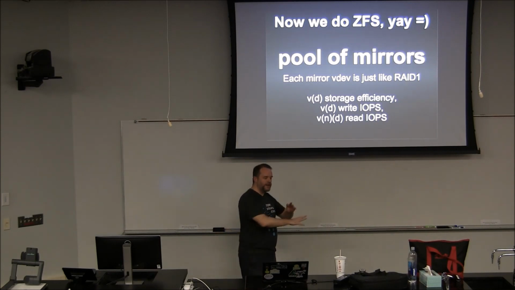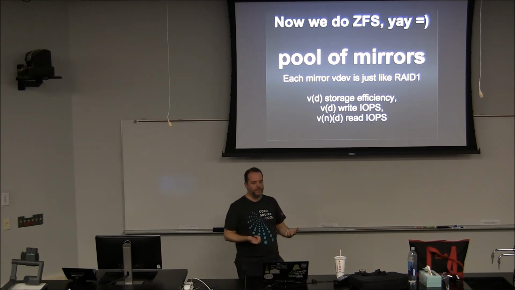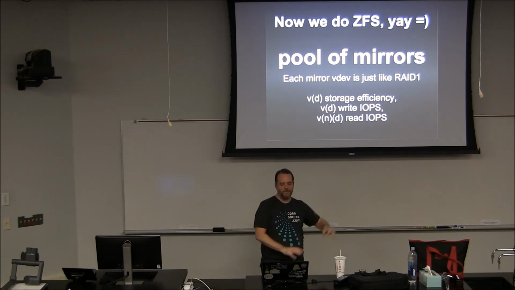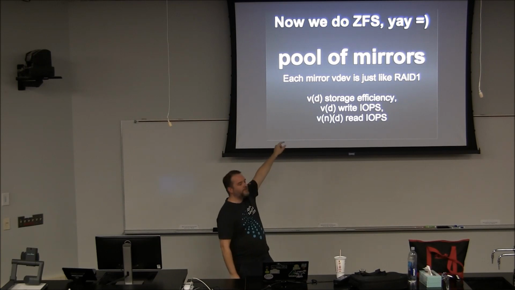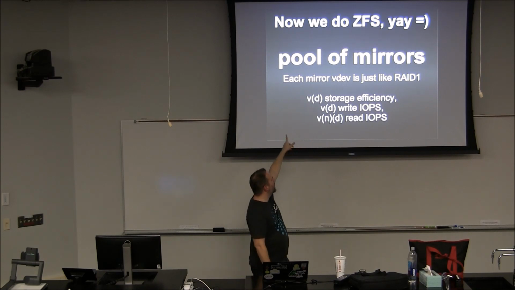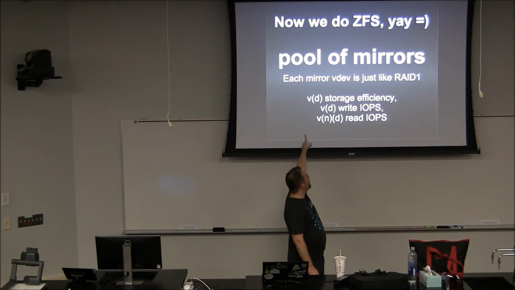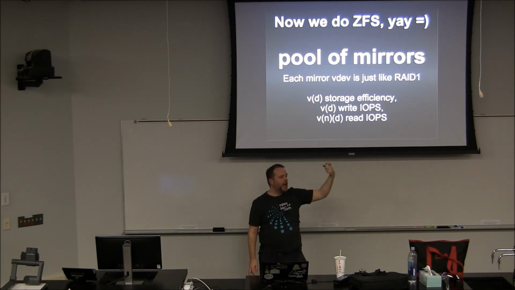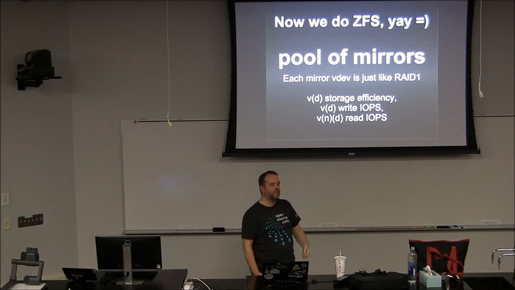Everything is a pool. You have VDEVs in it. If you have a pool that has all mirrors, it's a pool of mirrors. In some ways, it's like a RAID 10 in the storage efficiency and so on. But here, instead of ND, we've got VD, where V is the number of VDEVs you have in your pool. So you have your number of VDEVs worth of storage efficiency, worth of write IOPS, and you actually have the number of VDEVs times the number of disks in each VDEV worth of read IOPS. Because again, you can read a block out of any single disk. You don't have to light any extra ones up.